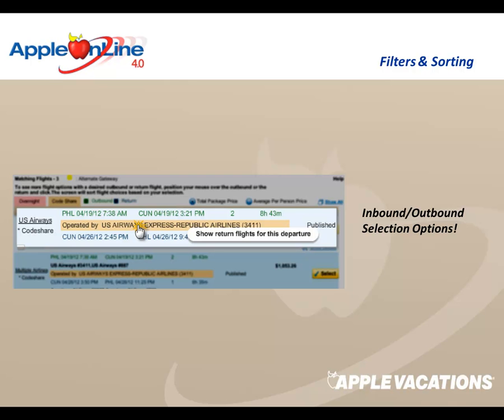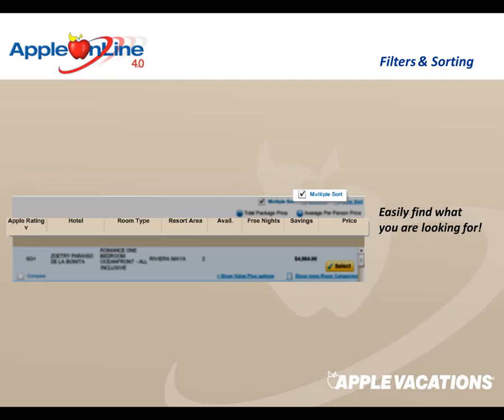And again, should you need to go back to see all possible flight options, just click Show All Flights to return to original availability. The final helpful search feature is our new column sort options. With previous versions of Apple Online, you were able to only sort by one column header, for example, the Apple rating or hotel name. Now, using multi-sort, you can build dynamic sort options.